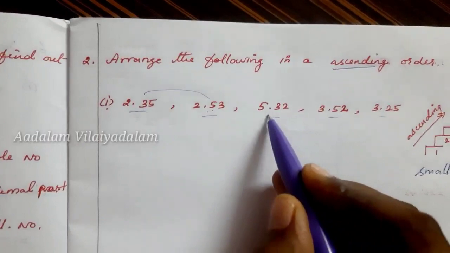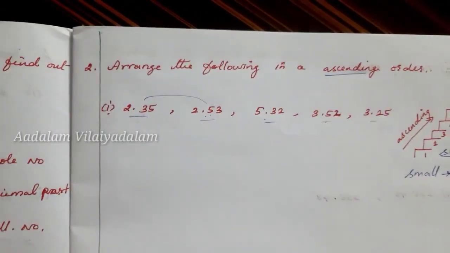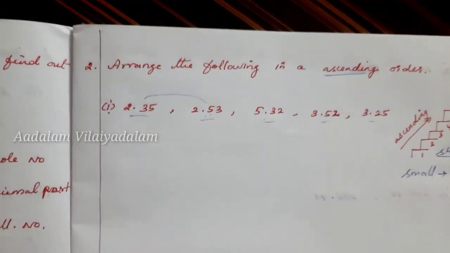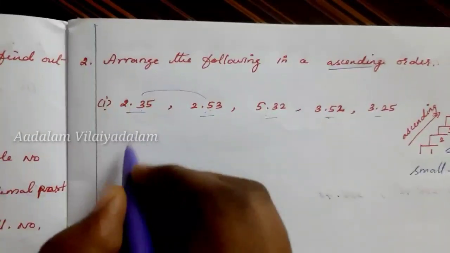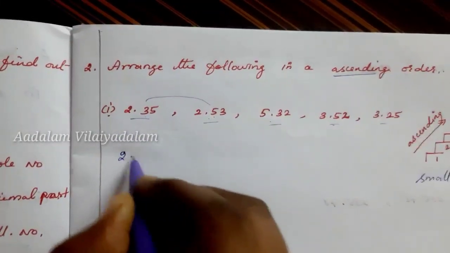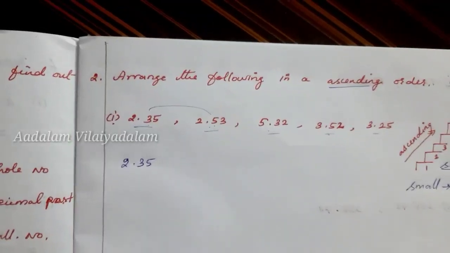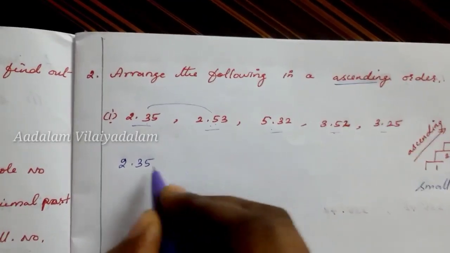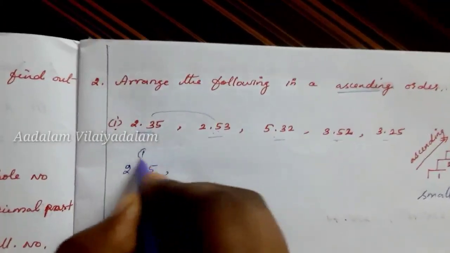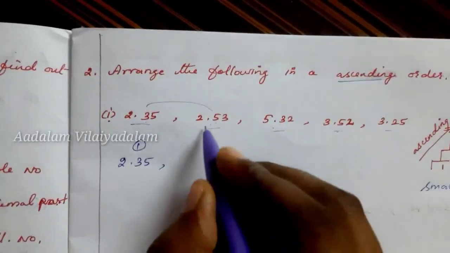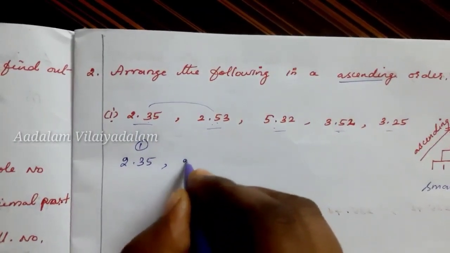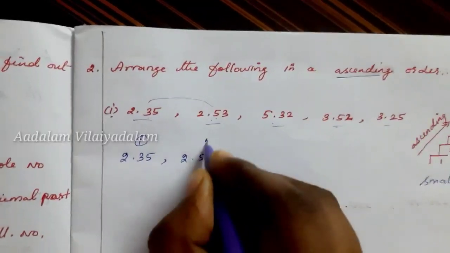But here, look, 5, 3, 3 are there. So therefore the very smallest number among these decimal numbers is 2.35. Clear? So let's write the second number. What is the second number? 2.53 will be the second number.